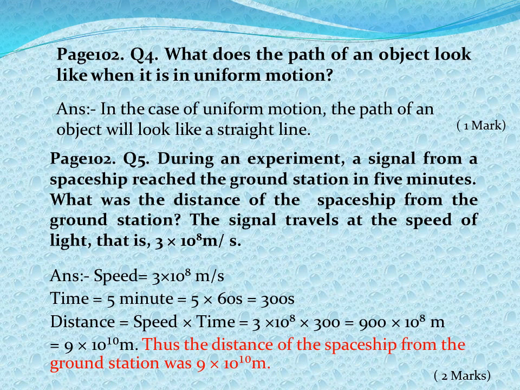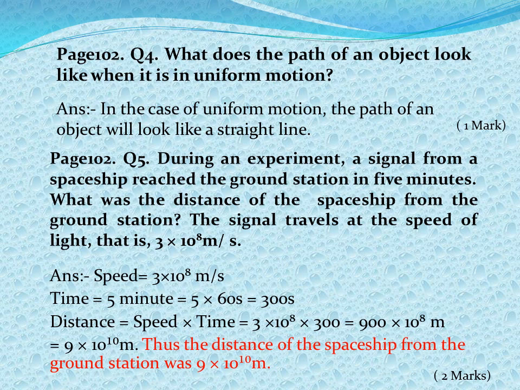Page number 102, question number 4. What does the path of an object look like when it is in uniform motion? Answer: In the case of uniform motion, the path of an object will look like a straight line.